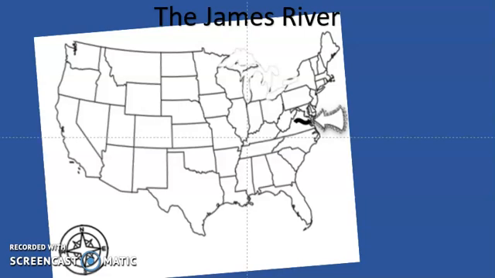The James River was named after King James. Virginia was the first colony from England in the United States, and the king at the time was King James. So when settlers came here, they named the James River after their king. The James River was very helpful to early settlers in the same ways that it is for us today.